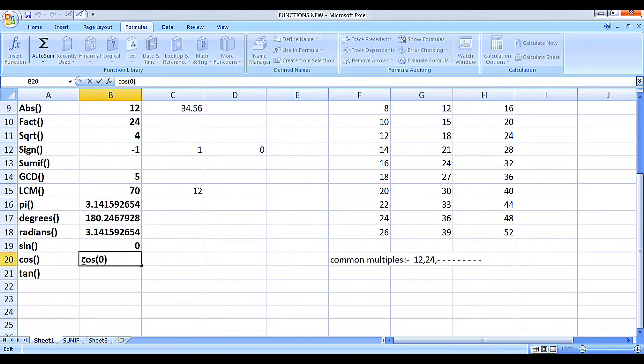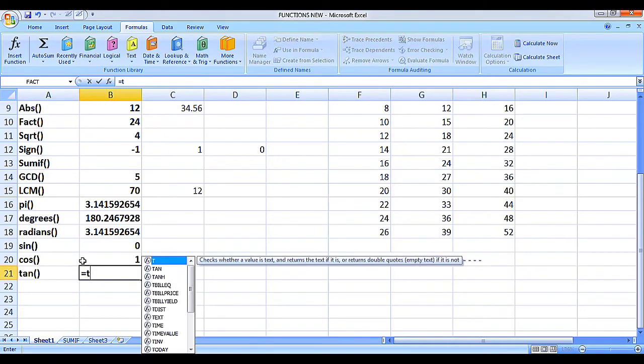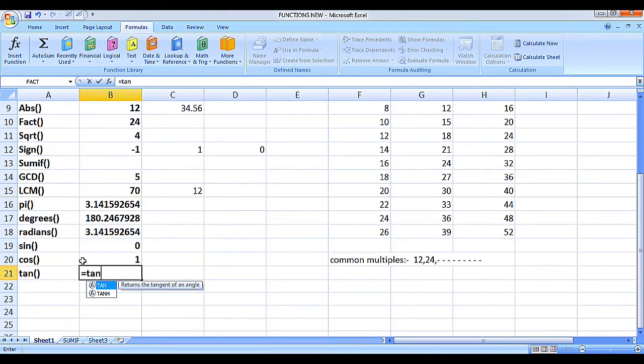There is 0. Sorry, you have to put the equal to sign. Next, TAN. It is used to return the tangent of an angle. We know TAN 0 is 0. If you know trigonometric ratios, then you can easily understand this function.